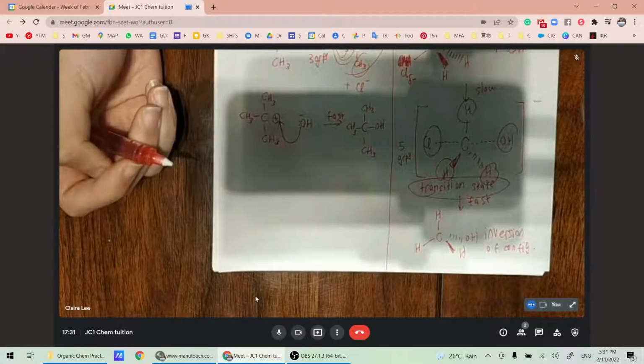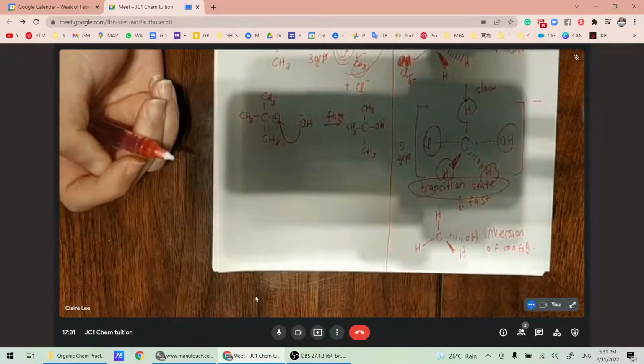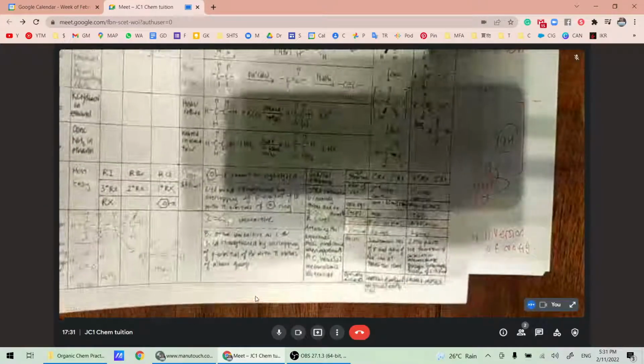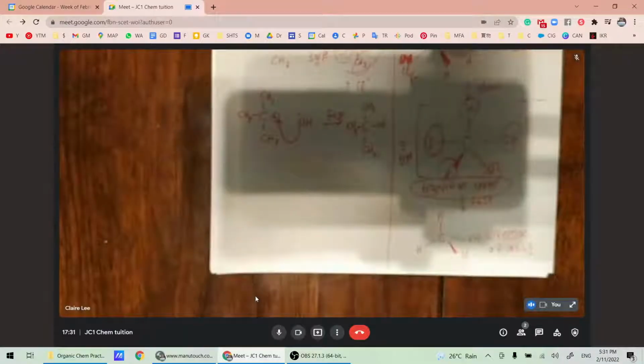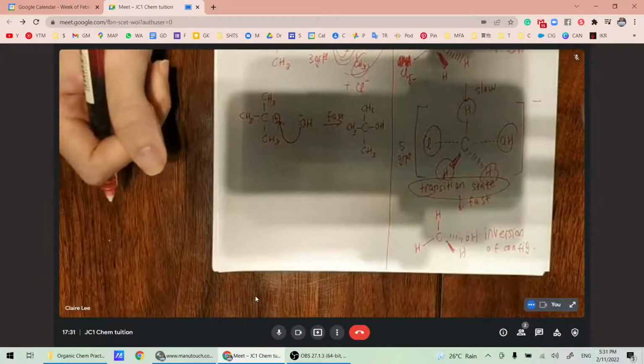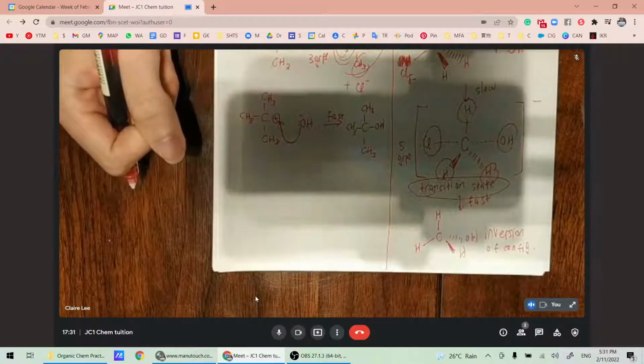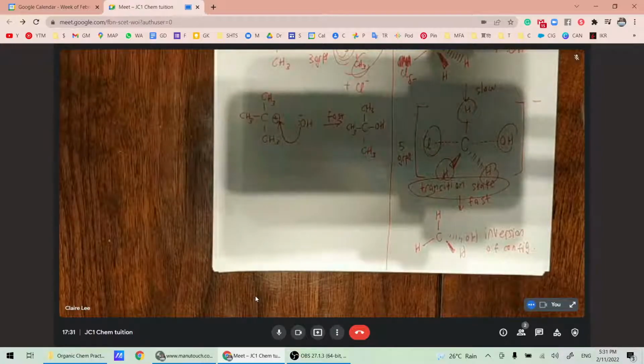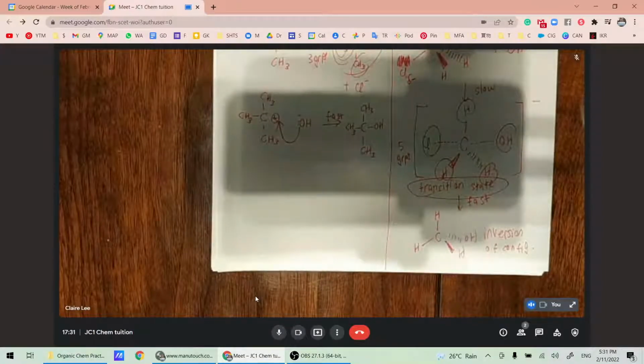Inversion of configuration. So I was explaining that in SN1, we have a difference in the kind of compound formed. SN1 gives you a racemic mixture, whereas SN2 gives you inversion of configuration. The racemic mixture comes from the carbocation intermediate.